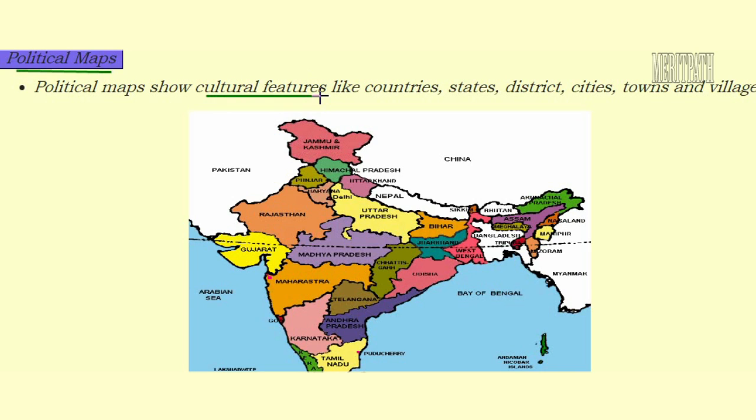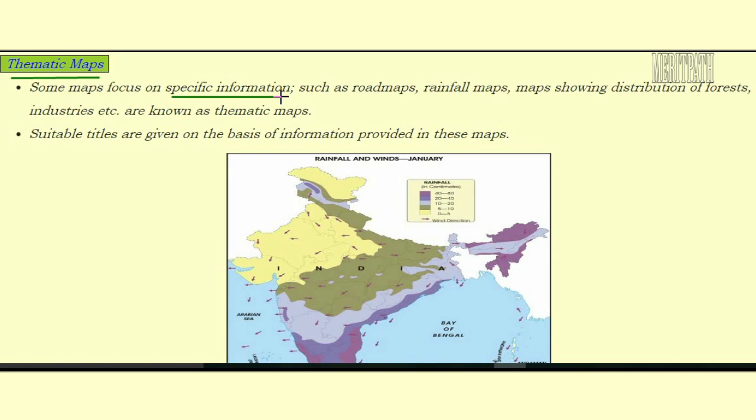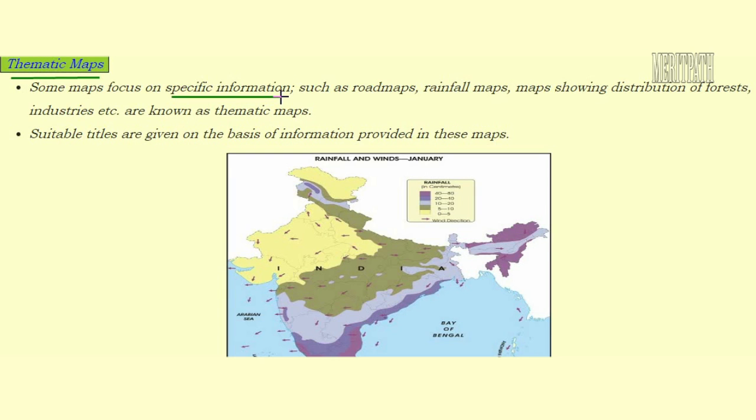Political maps always show the cultural features of a place like countries, states, districts, cities, towns and villages. In this image you can see the political map of India, where different cities and different states are shown, towns and villages also. Thematic maps always focus on one type of specific information.